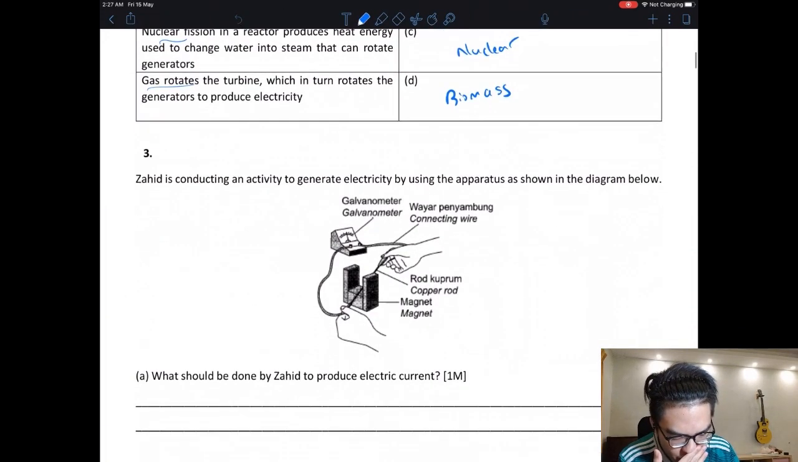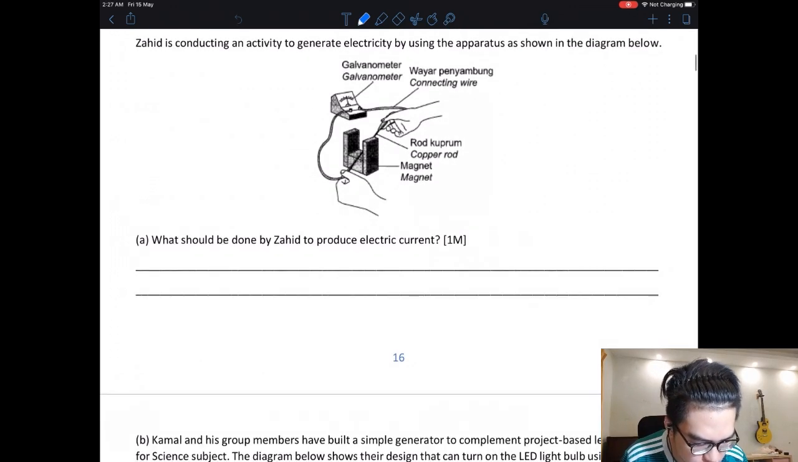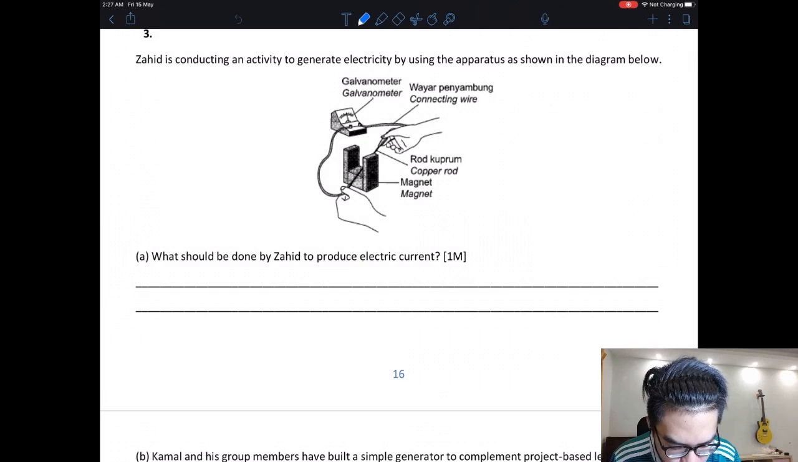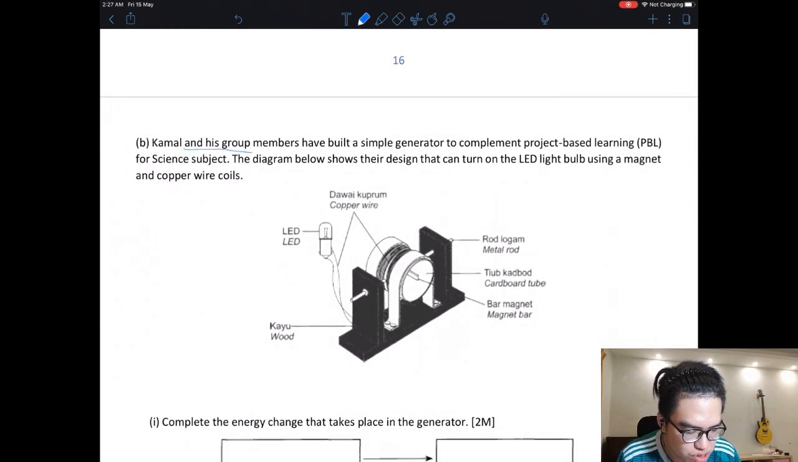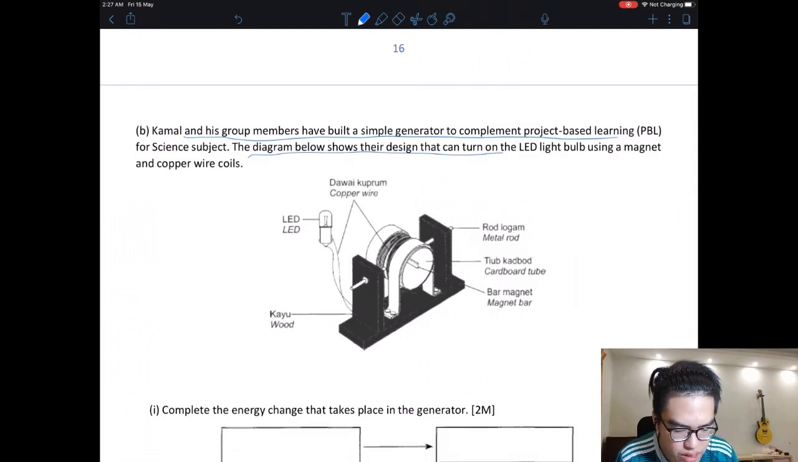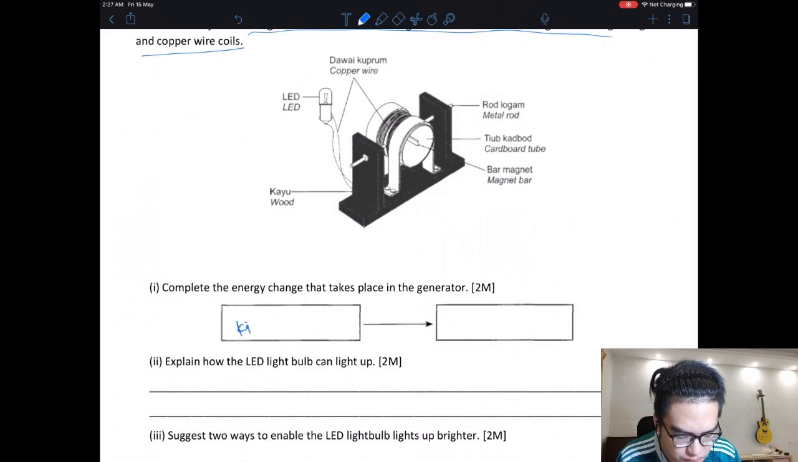So number 3, generate electricity. What should be used by Zai to produce electric current? Move the copper near the magnet. Like I said, one stays still, one moves, you create electricity. Kamal and his group members have built a simple generator to complete project-based learning. The diagram below shows a design that can turn on an LED light bulb using magnet and copper wire. So complete the energy change. I'm using kinetic, because I'm moving. I change it to electrical.